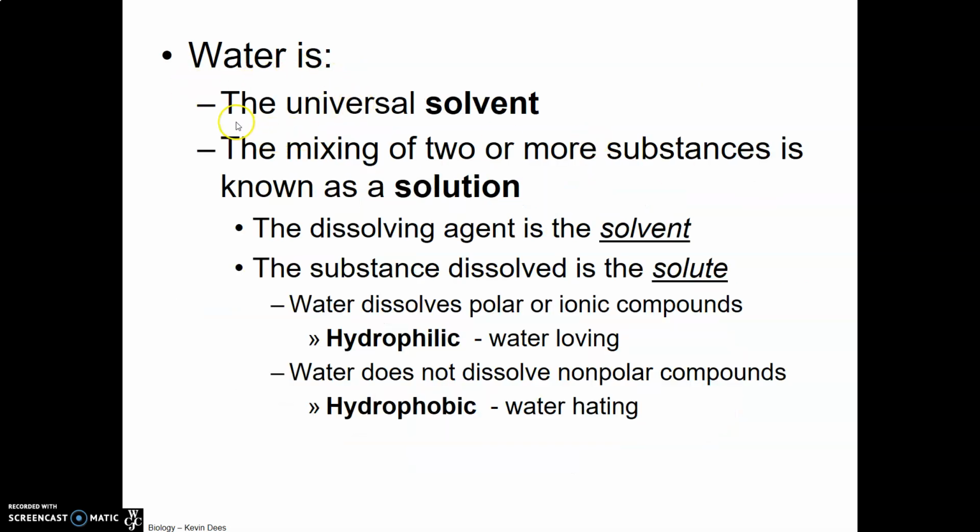We can also look at water as the universal solvent. A solvent is a substance that allows a solution to form. Okay, so a solution is the mixing of two or more substances into a homogeneous state. So as an example, if I take a spoonful of sugar, table sugar, and I mix it into a gallon of water, I have now formed a sugar solution. The dissolving agent is the solvent. In my example, that would be the water. And the substance that is dissolved is the solute. In my example, that would be the sugar.